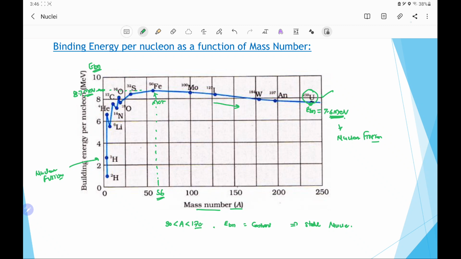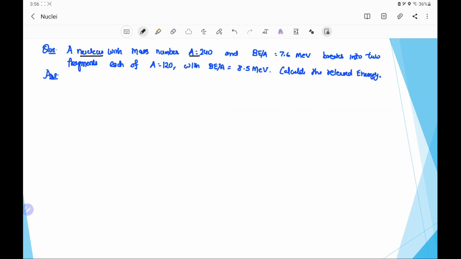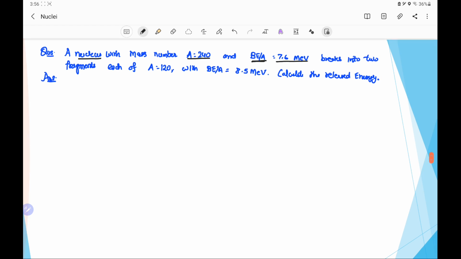Take an example: a nucleus with mass number A equal to 240 and binding energy per nucleon, that is binding energy divided by the mass number, equal to 7.6 million electron volt, breaks into two fragments, each of mass number 120 and binding energy per nucleon equal to 8.5 million electron volt. Calculate the released energy. In nuclear fission, a heavy nucleus breaks into lighter nuclei.